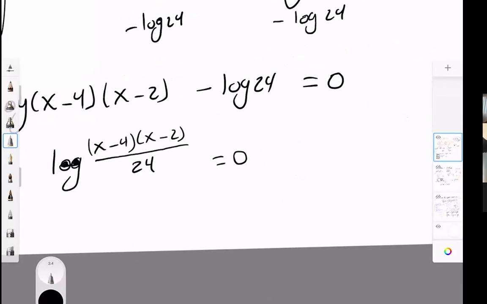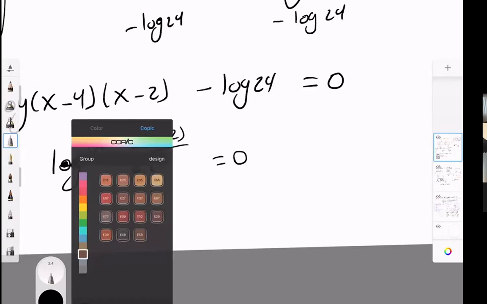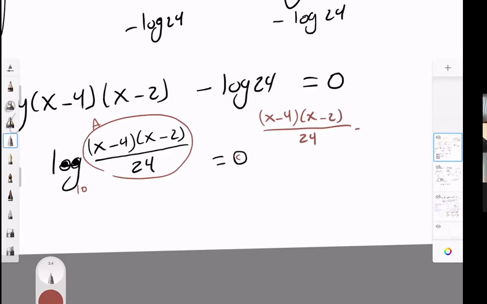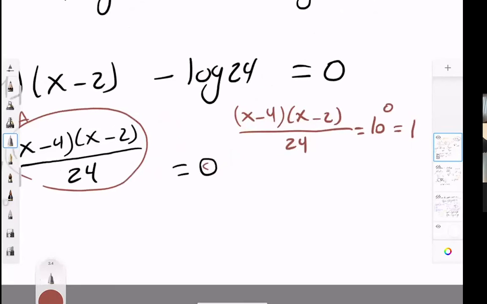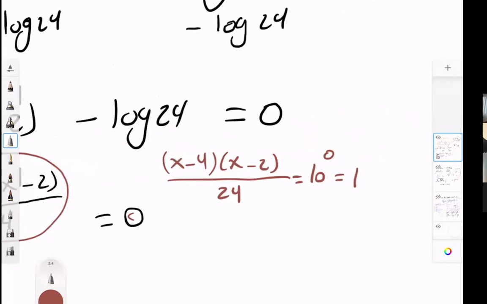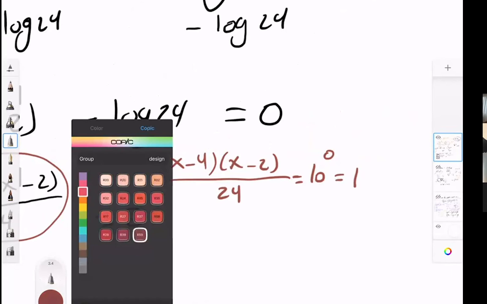Now we can apply the rule you were saying, a, b, c. Here b is 10, and this is c. We're going to say x minus 4 times x minus 2 over 24 equals 10 to the power 0, which is 1. So we get rid of the log. Good. We get rid of the log, so we should be able to solve. The scary part is gone.